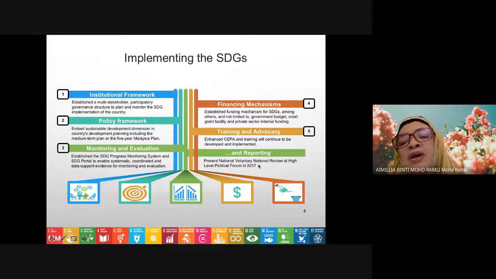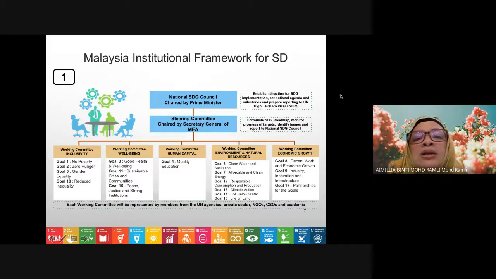Okay, for present National Voluntary National Review at High Level Political Forum in 2017, where we present our SDG findings. So Malaysian institutional framework for SDG. Okay, so this is National SDG Council chaired by Prime Minister. So the Prime Minister's job is to establish direction for SDG implementation, set national agenda and milestone, and prepare reporting to UN high-level political forum. So then he has a steering committee, a committee that will work under him, and chaired by the Secretary General of MEA, Malaysia Economic. So formulate SDG roadmap, monitor progress of targets, identify issues, and report to National SDG Council.